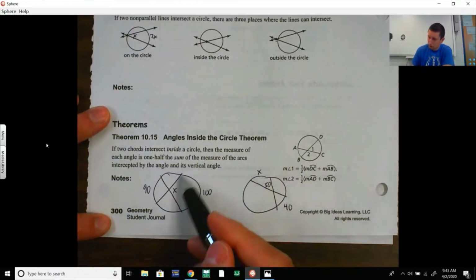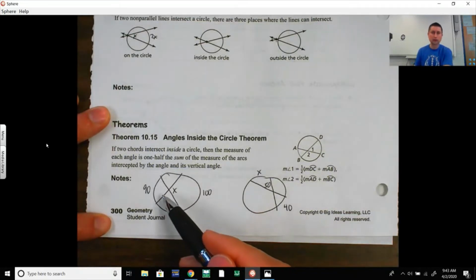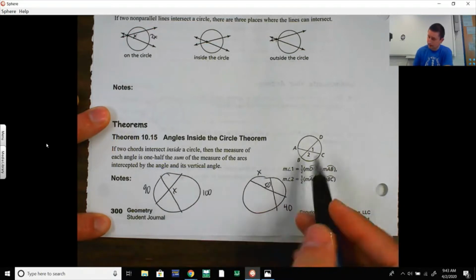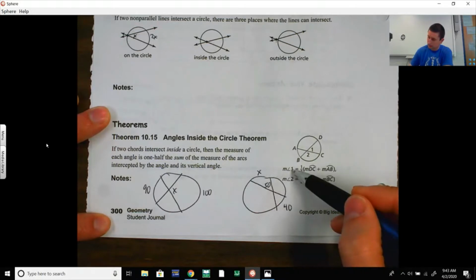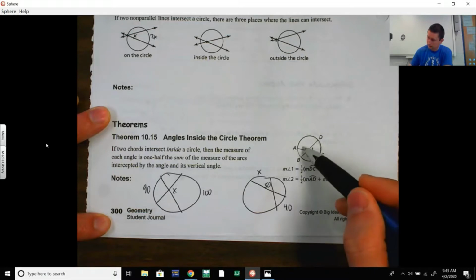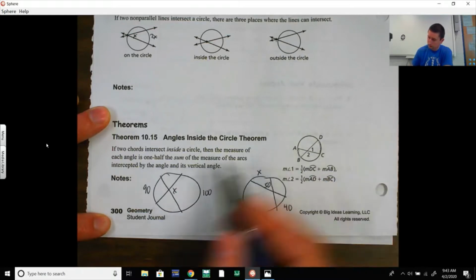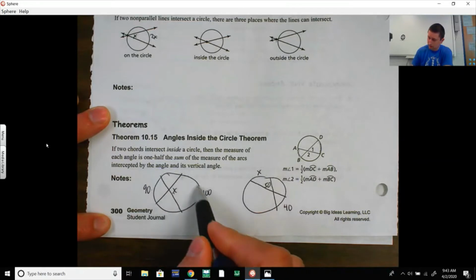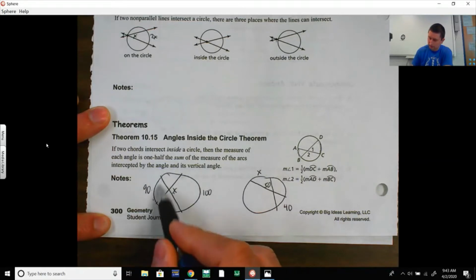So these are just two chords. This is not the center. Okay. So that's different here. This is not a central angle. These are just two chords. They want to find that x. It is half the sum of the two angles. So that's what it's saying. The measure of angle 1 is half of this arc plus this arc. So if I'm looking for x, I have to take the two arcs, the one that it's forming and the one that is opposite of it, of its vertical angle.